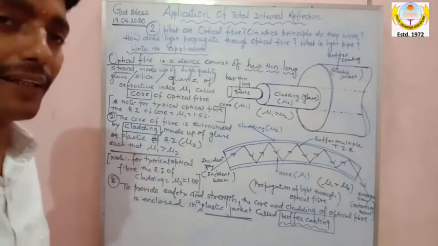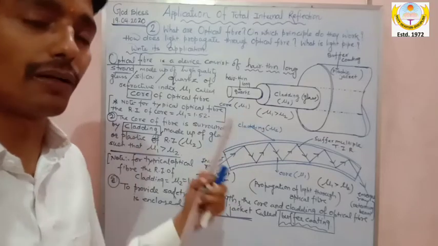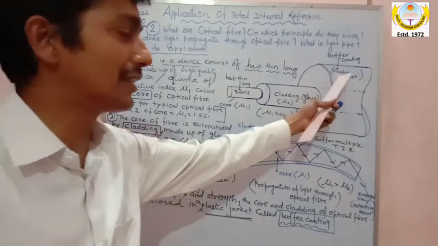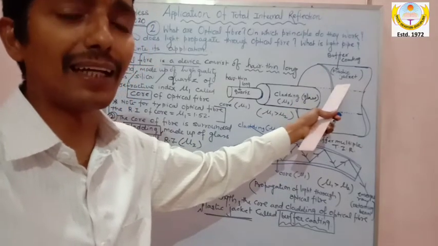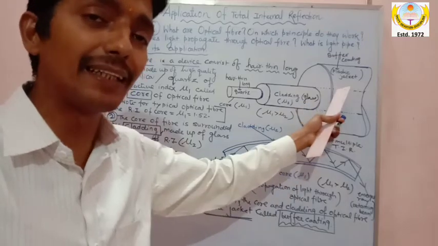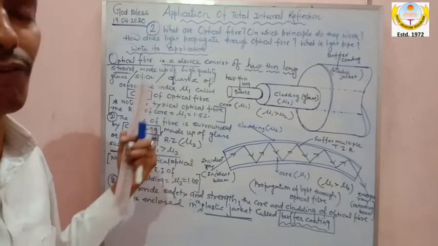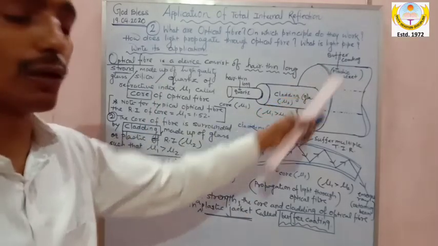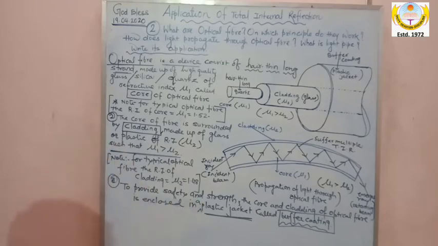And lastly, both core and cladding are enclosed in a plastic jacket. Why have we enclosed this further in a plastic jacket? So that it provides extra safety and strength to the fiber, and this process is called buffer coating. I hope this is all clear about what an optical fiber is.